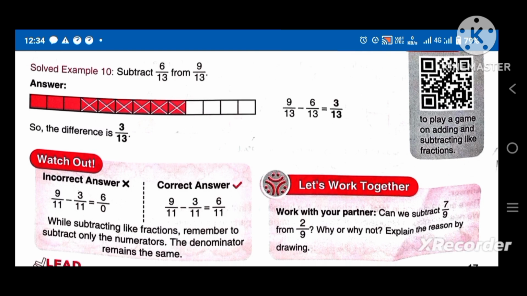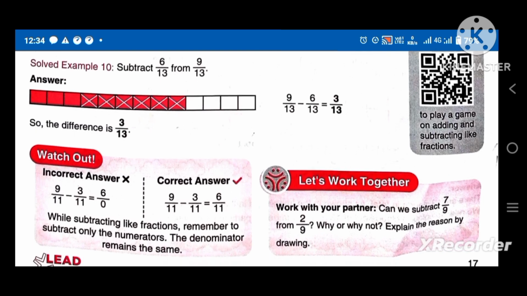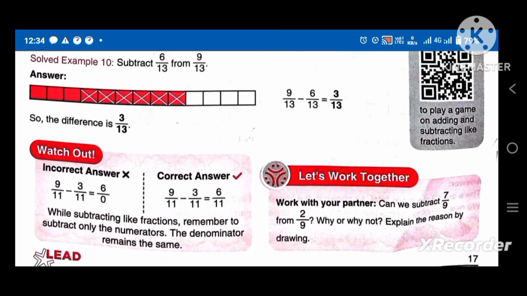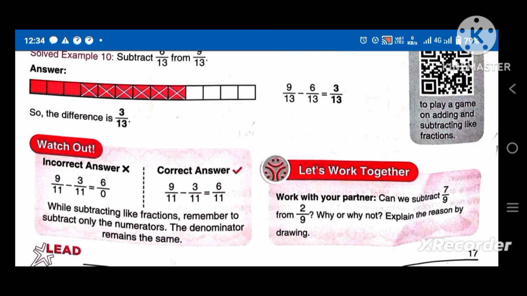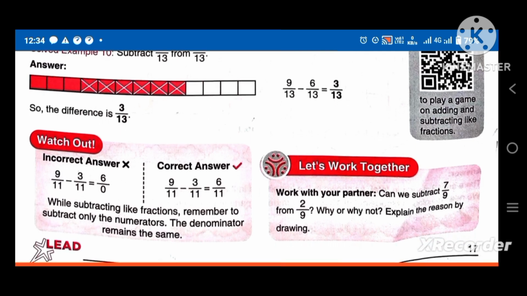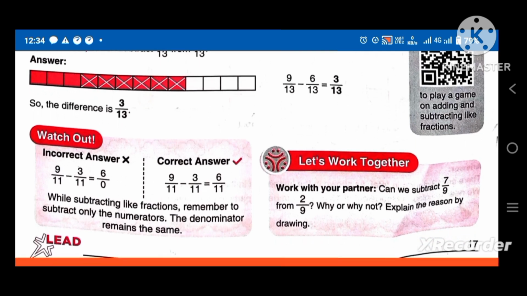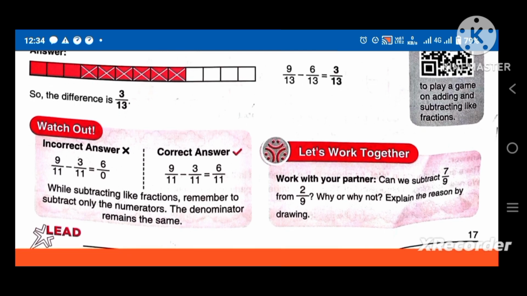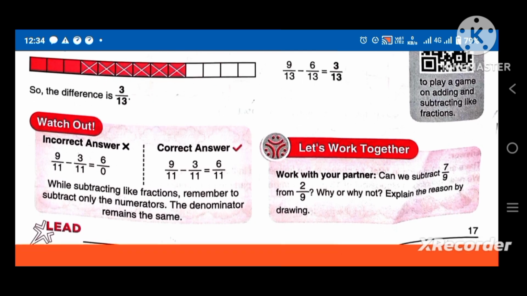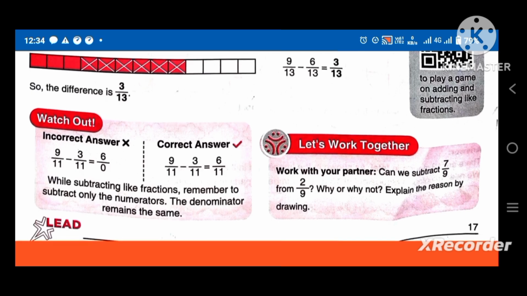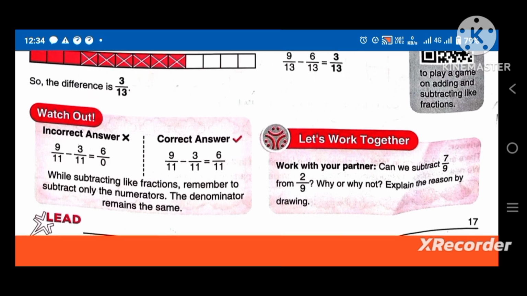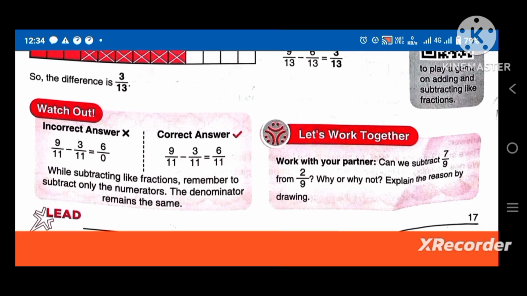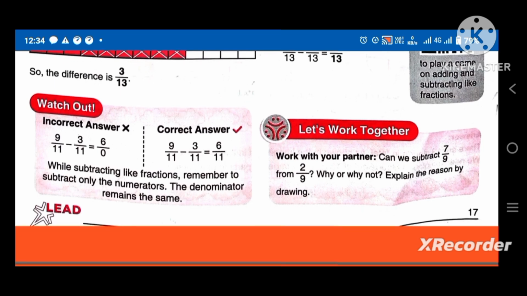Solved example 10. Subtract 6 by 13 from 9 by 13. Answer. 13 boxes are there. 9 boxes are shaded. In that shaded parts, we erase the 6 parts. Then we write 3 by 13. So the difference is 3 by 13.